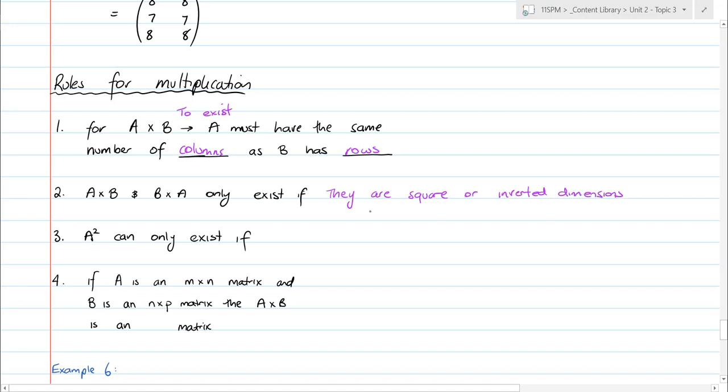So square means if A is an n by n times B is an n by n, that will work both ways, A times B, B times A. But also if A is n by p and B is p by n, that will also work both ways because the p's will match up one way and then the n's will match up the other way. So they have to be 3 by 2 multiplied by 2 by 3, or 4 by 2 multiplied by 2 by 4. So you see how that's inverted?